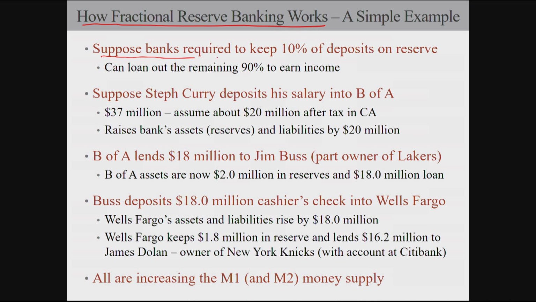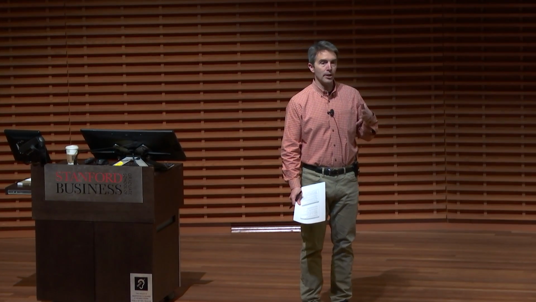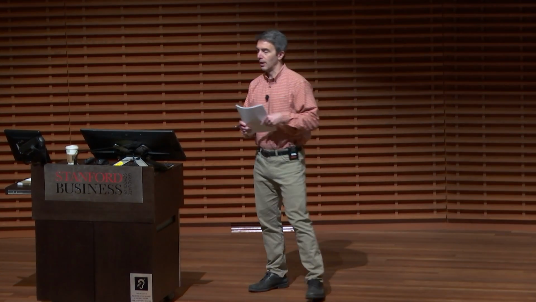Suppose that all banks in the economy are required to keep 10% of their deposits on reserve. As we'll see in a few minutes, that's approximately accurate. Now let's take a step back and think of Steph Curry. I looked this up last night. His salary in 2019 was apparently $37 million. Let's suppose that he deposits his salary into his account at the Bank of America. After tax, the amount that Steph Curry gets to enjoy is more like $20 million after paying tax in California and to the federal government. So he pays $17 million in taxes on the $37 million, takes $20 million, and puts it in his account at Bank of America.